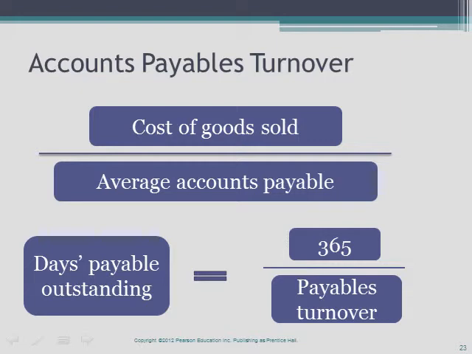Accounts payable turnover measures the number of times per year that the entity pays off its accounts payable. To compute accounts payable turnover, divide cost of goods sold by average accounts payable. To convert accounts payable turnover to days payable, divide 360 by payables turnover.